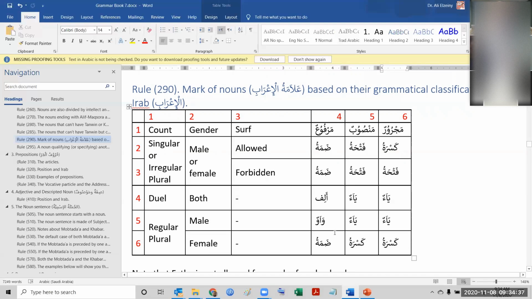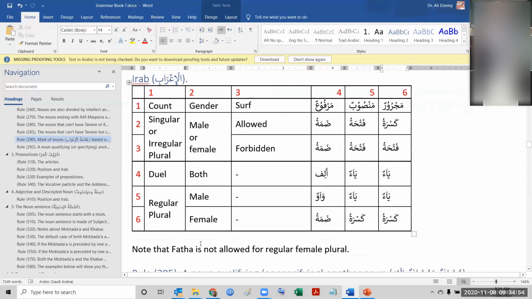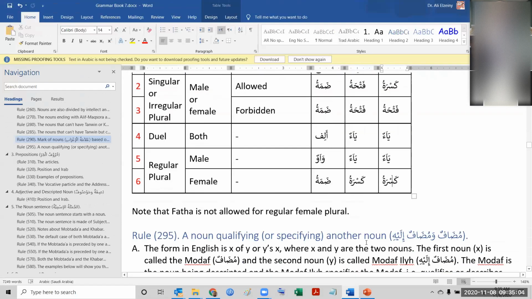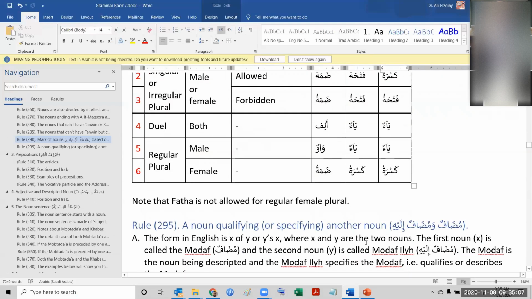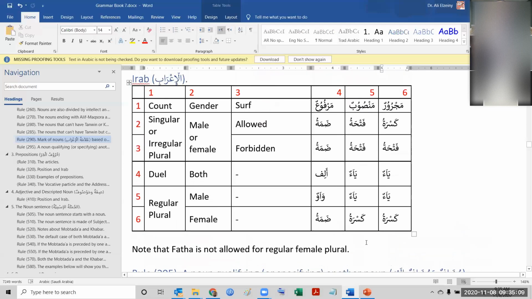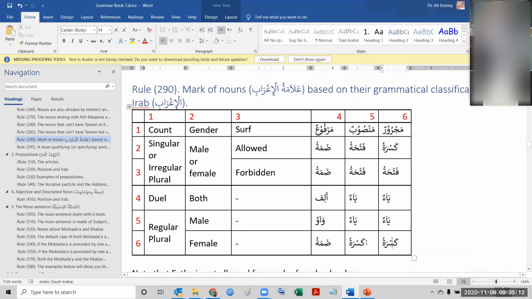Now, if it's a regular plural male, then it's marfu' waw, mansub ya, majrur ya. If it's a female, then marfu' is dhamma, mansub is kasra, majrur is kasra. And there's a note down here that fatha is not allowed for regular female plural. That's why you find dhamma, kasra, kasra. That's the first rule we want to learn today, which is rule 290.